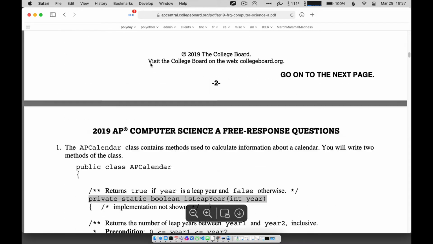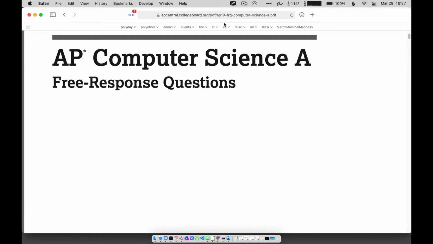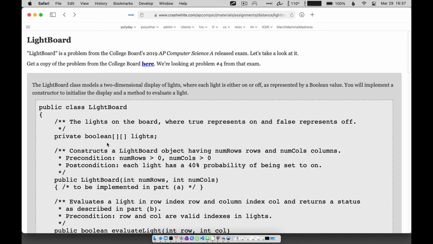This is actually all of the problems from that particular exam on the AP website. I've copied that over here so that we can look at this in a few different sections, and maybe you're looking at one of the videos as we introduce this problem and try to solve it.